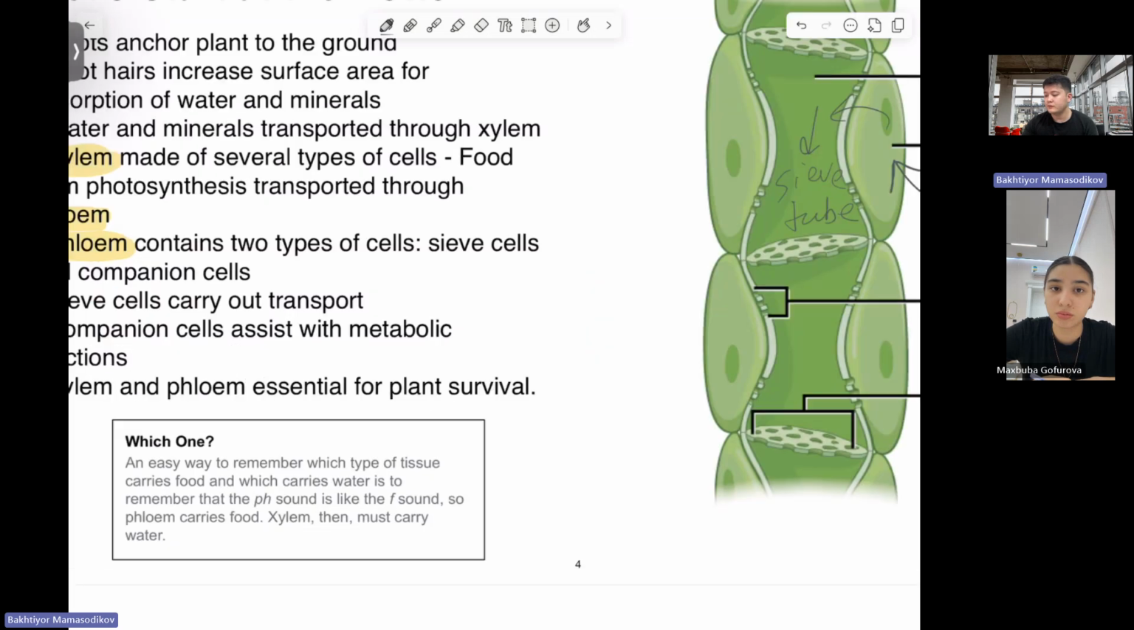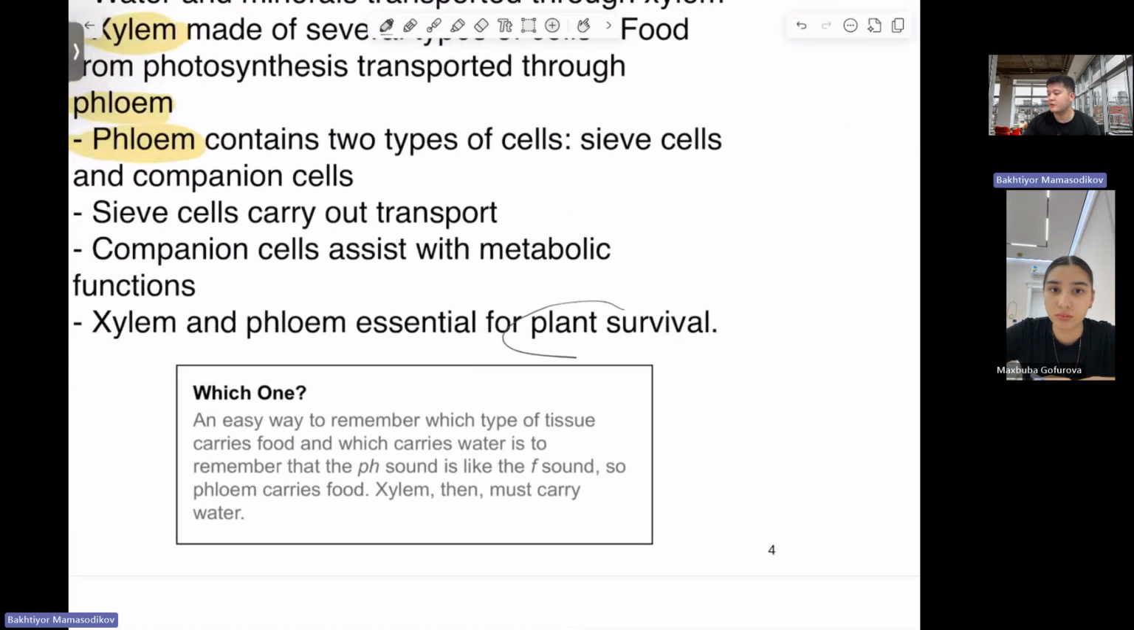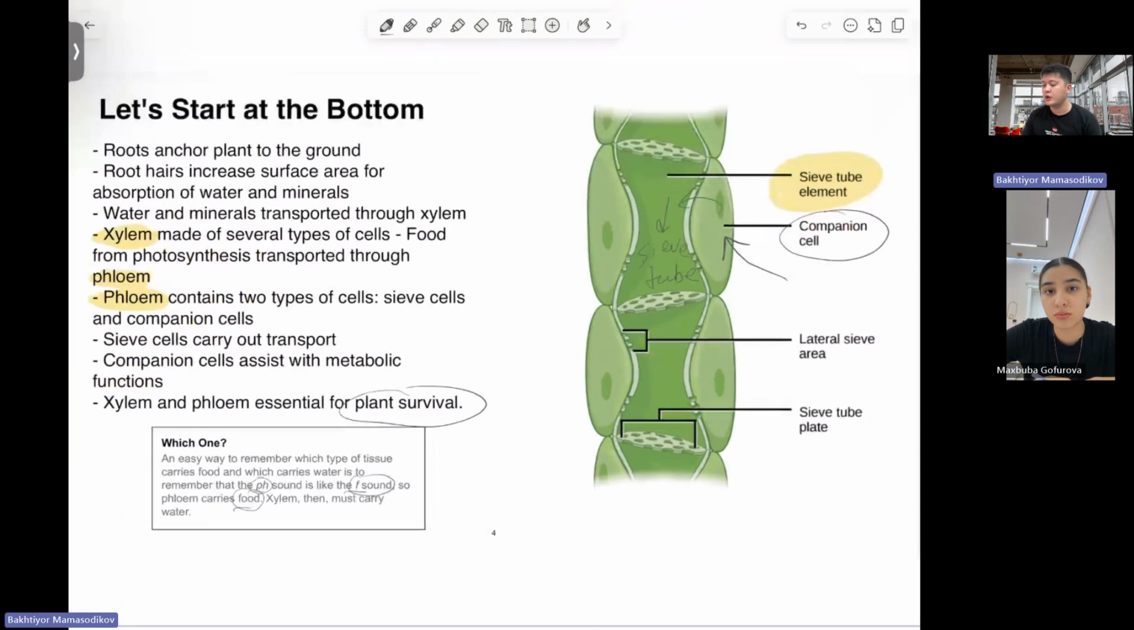So xylem and phloem are essential for the plant's survival at the end. So the phloem's "ph" sound is like the F sound. So phloem carries the food. Okay, so F is a mnemonic not to forget, and the xylem then must carry the water. You should know about this.